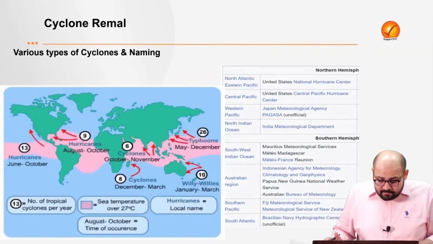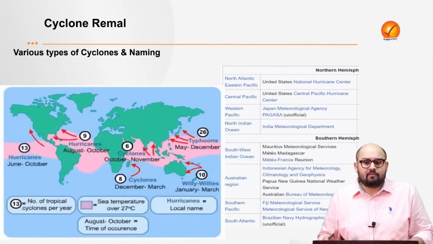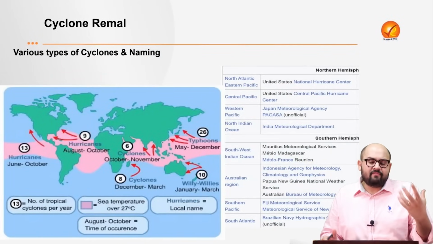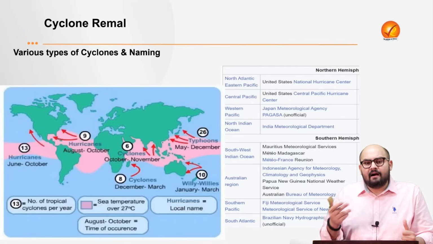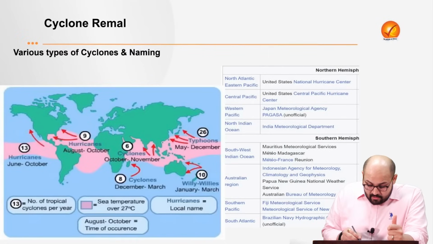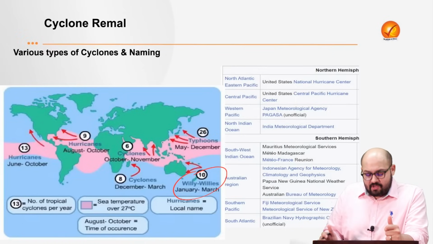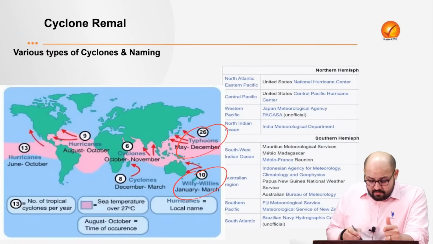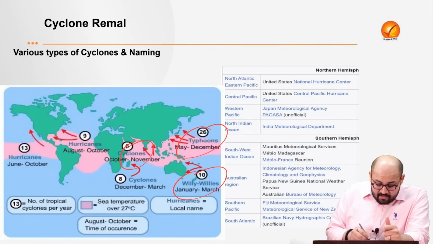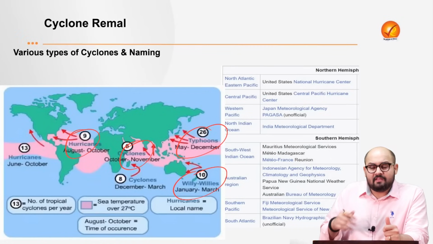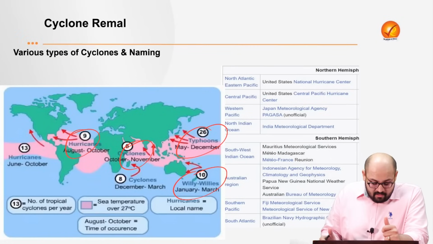Now if we talk about the various cyclones around the world, they are actually called by different names. In the area around Australia and New Zealand, these tropical cyclones are known as Willy Willies. In the areas around Japan and China, they are known as typhoons. In the Indian Ocean region, we have these cyclones. Then we call them hurricanes in the area adjoining the Americas, right?